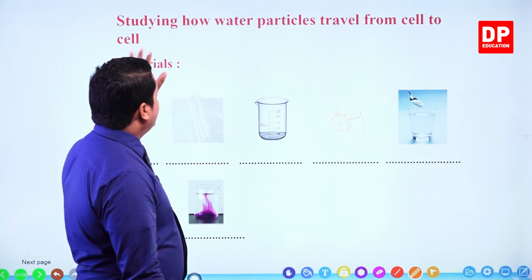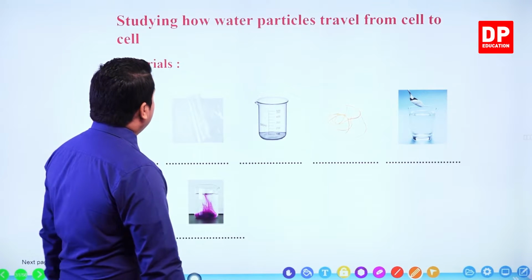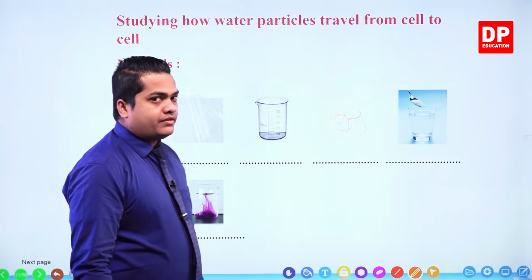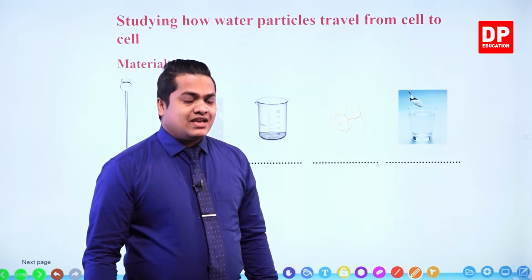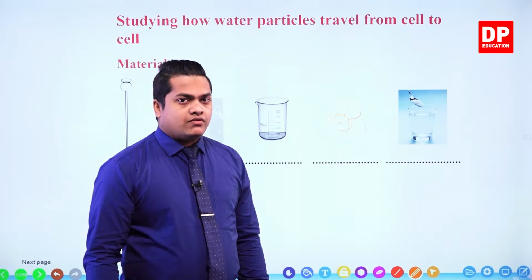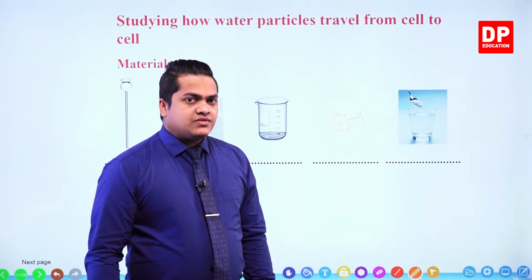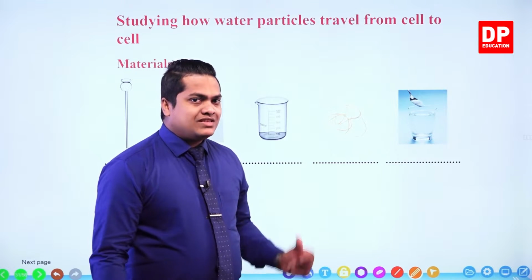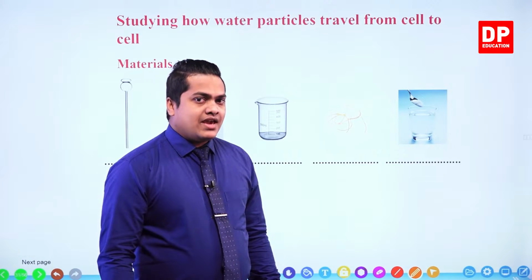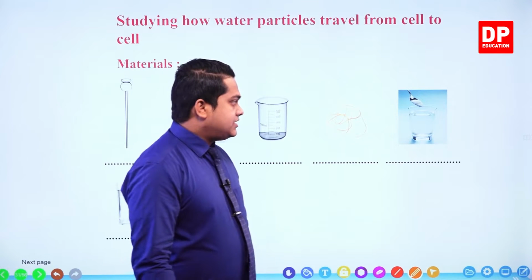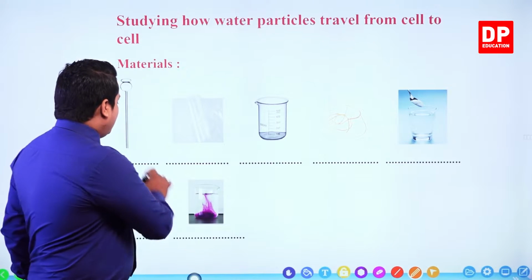So here we are going to study how water particles travel from cell to cell in a plant. For this process, we'll be doing the experiment given here. It's a really simple experiment, right? We'll see what materials we need. First of all, we'll be needing a thistle funnel.